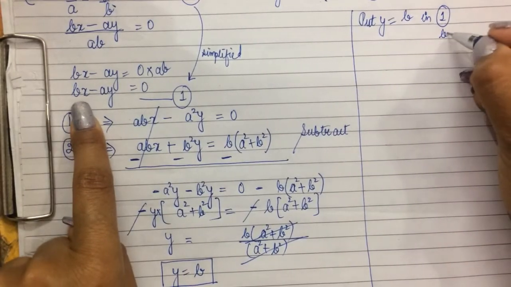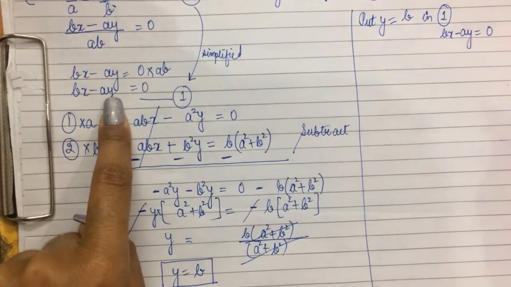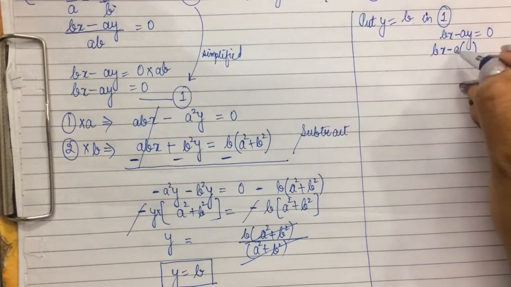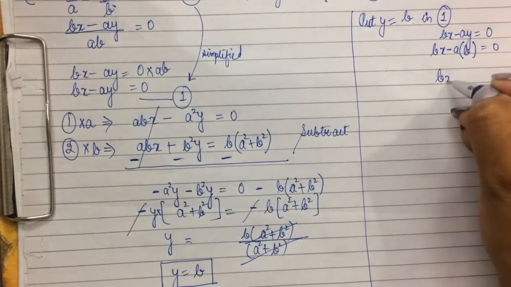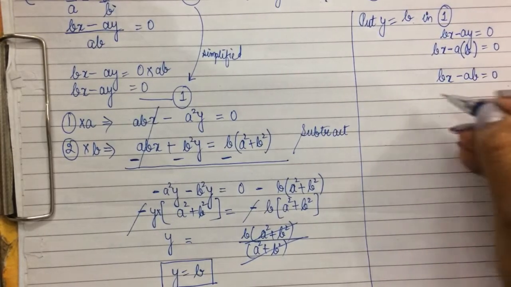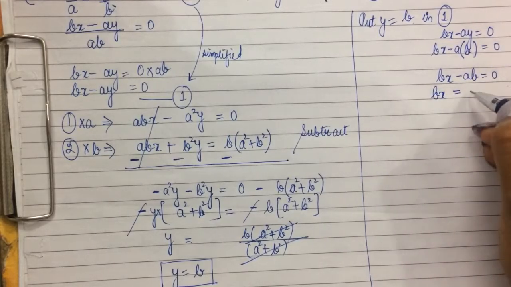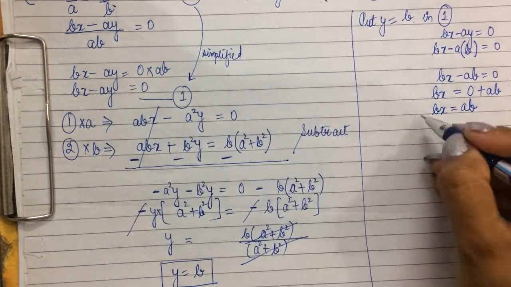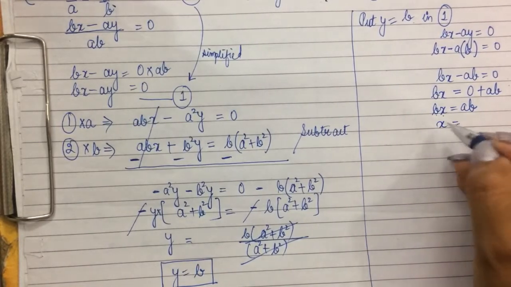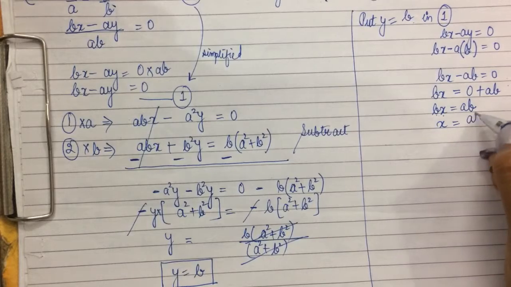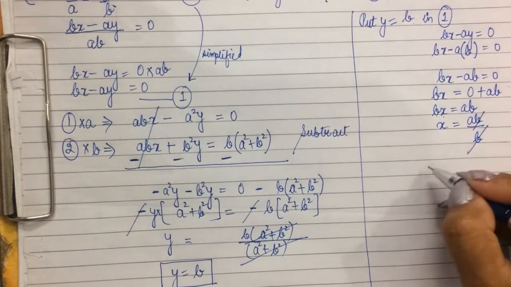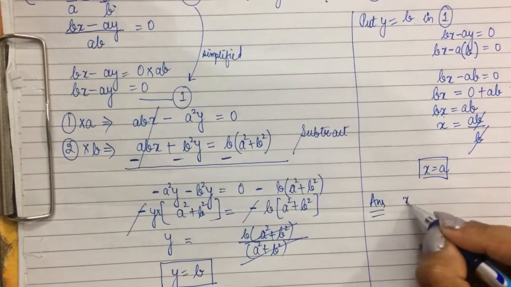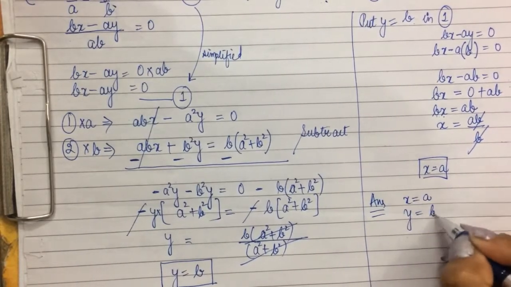Equation number 1 is bx minus ay equals to 0. So bx minus a, y will be replaced by b. Bx minus ab equals to 0. Bx, transposing this, 0 plus ab. Bx will be equal to ab. B is multiplied with our variable. On right hand side, it will appear in the denominator. B and b cancelled. X comes out to be a. So the answer for the given pair is x equals to a, y equals to b.